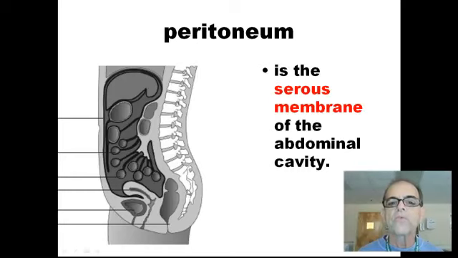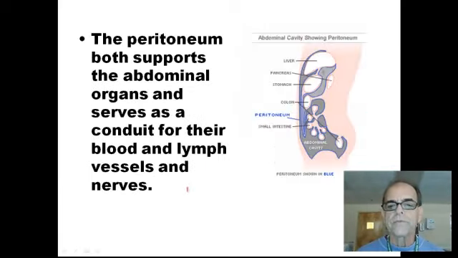Peritoneum is the serous membrane of the abdominal cavity and is the most important for us because sonographers work more in the abdominal cavity than the thoracic cavity, with the exception of pericardium and pericarditis and pleural effusion. The peritoneum is the most important serous membrane of the body for sonographers.